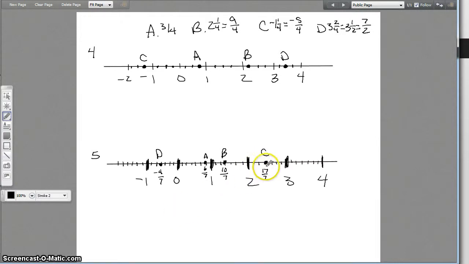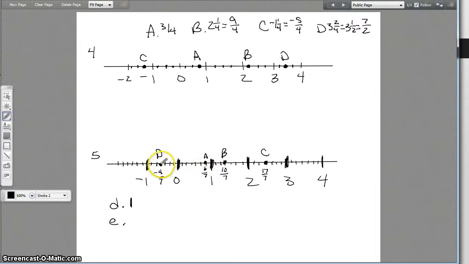Or you can take the coordinate for point C and subtract the coordinate for point B. 17 sevenths minus 10 sevenths is 7 sevenths. That's 1. So for part D, where it says find the distance between points B and C, the answer is 1.